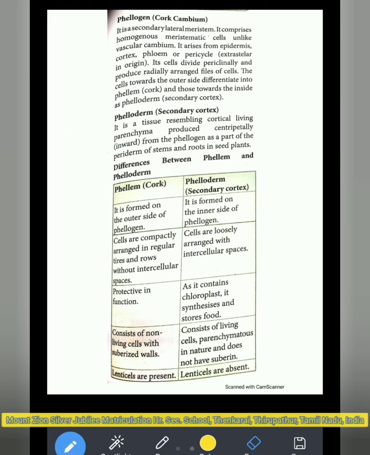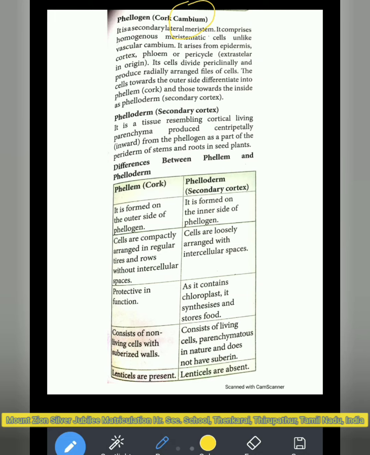We know what is cambium. Cambium is present in the area between the xylem and phloem. The cambium present in the region of the xylem and the phloem, we call the vascular cambium. It arises from the epidermis, which is the outermost layer of the plant, or from the phloem or pericycle.